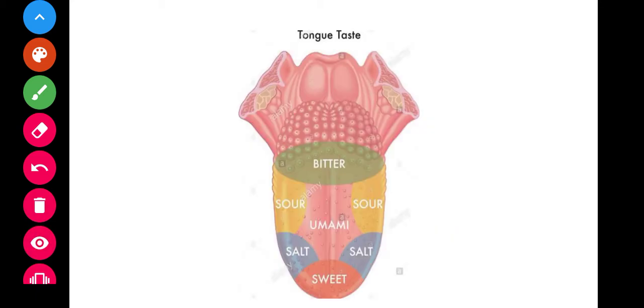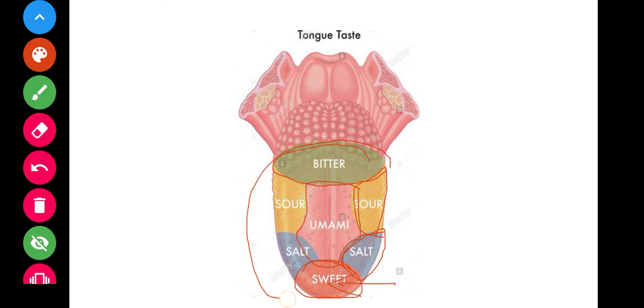Now we will see the tongue taste. This tip of the tongue is responsible for sweet taste, and laterally above the sweet taste, salt taste is present, and above salt, sour taste is present, and above sour is bitter taste, and centrally is umami taste, which is different from all the 4 types of taste. It is a meaty type of taste.